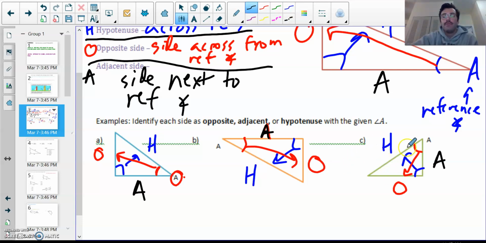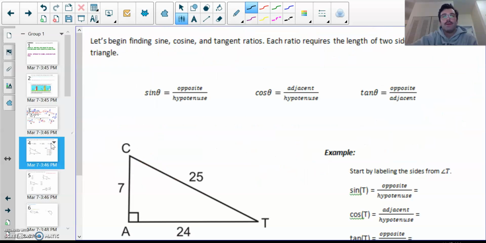Pause it. All right, so hopefully you came up with this. Be careful about the position of the reference angle. This side is straight across from it. That means that has to be the opposite. All right, let's keep going.